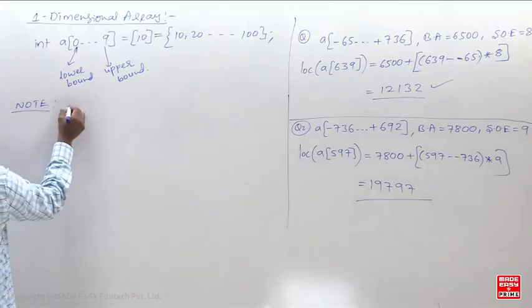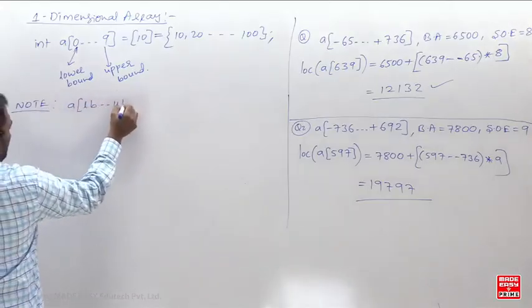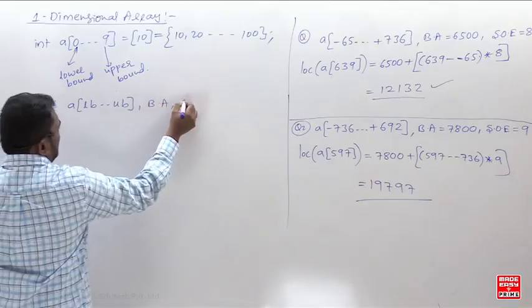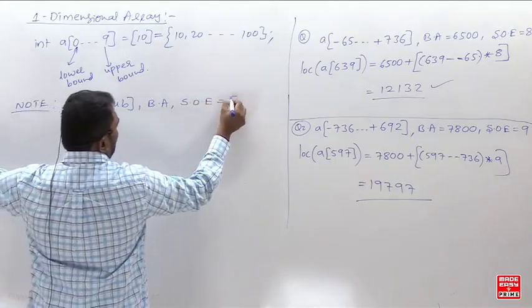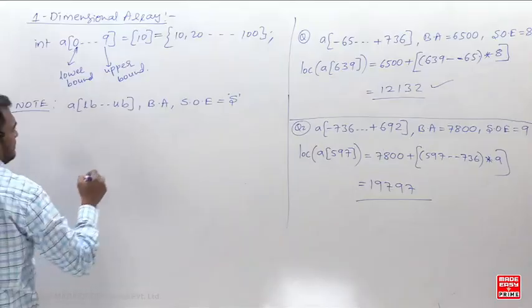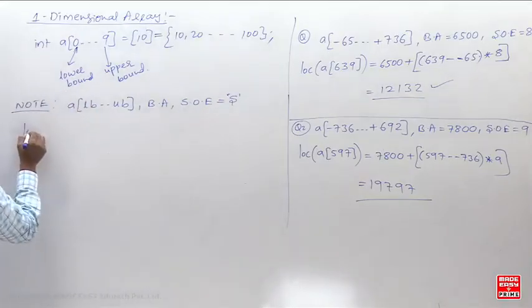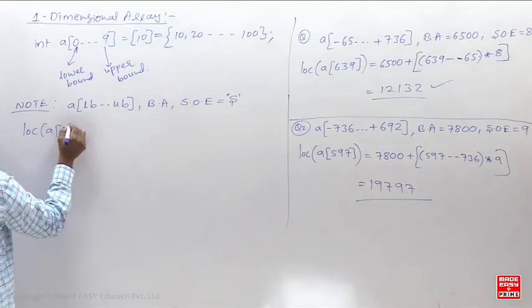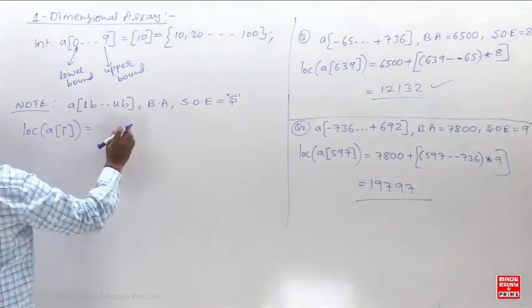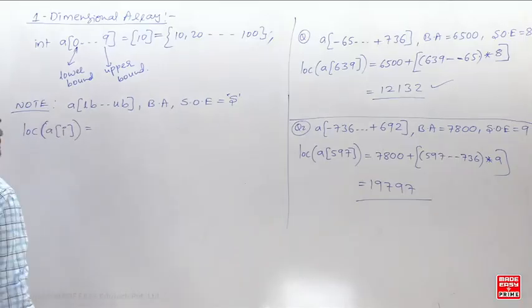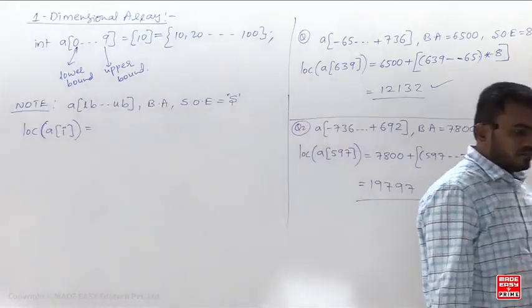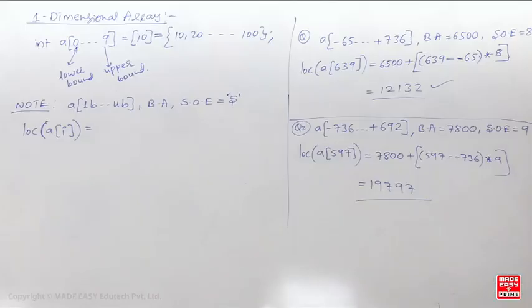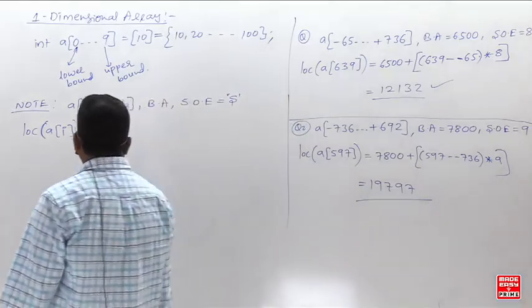Now keep it as a note. Write down the formula. A of lower bound to upper bound. Base address is BA. Size of the element is S. Then I want to find out the location of A of I. Write down the generalized formula.